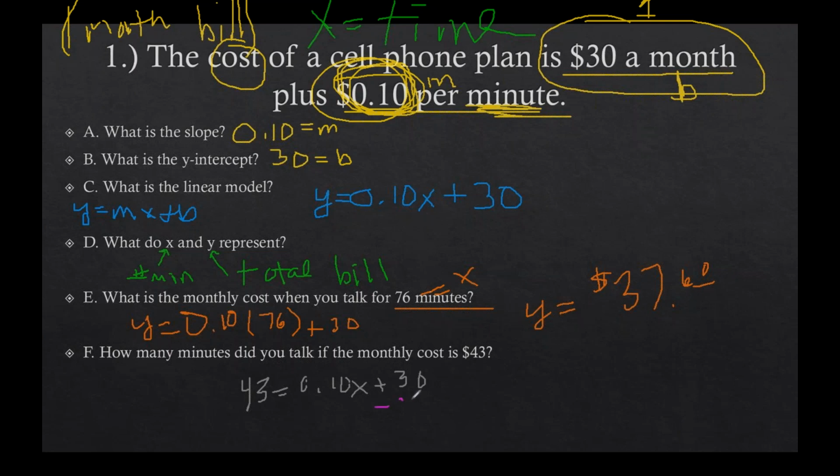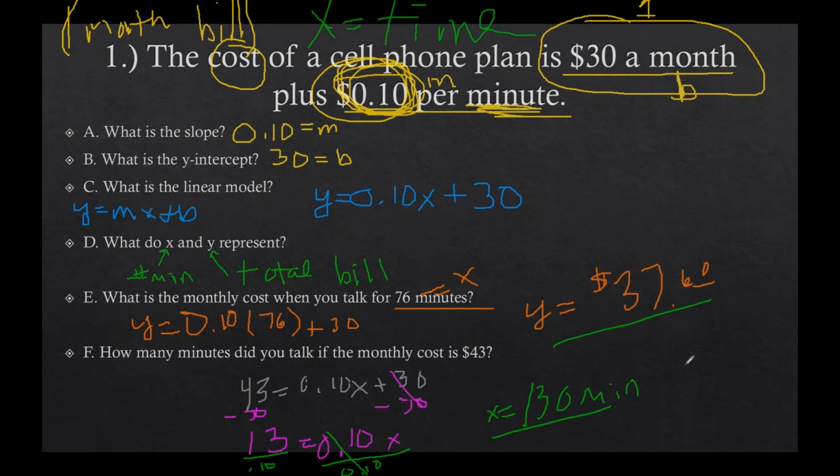Subtract 30. Good. Both sides, subtract 30. So that means I'm left with 13 equals 0.10x. And my last step to get X by itself, divide. Good. So we're going to divide by the number in front of X, which is the 0.10. And therefore X is 130 minutes.